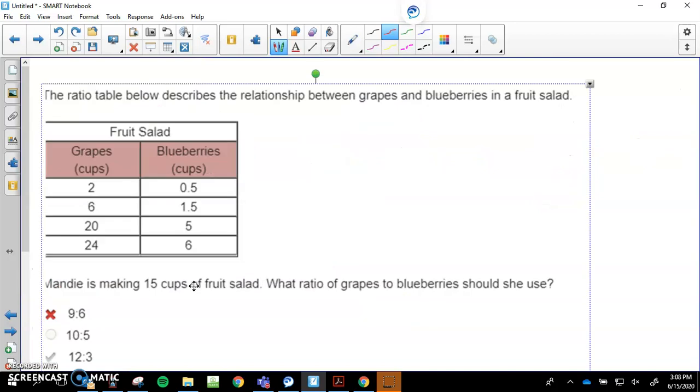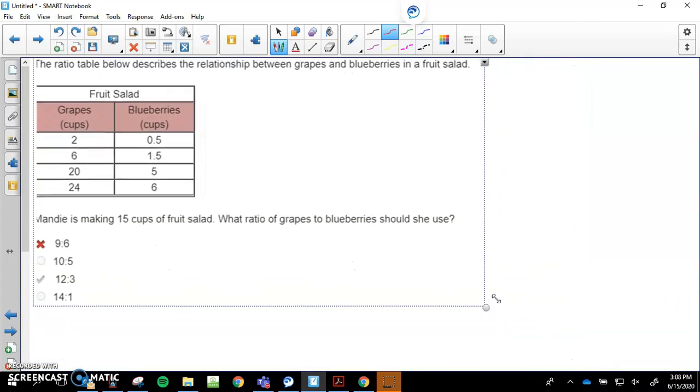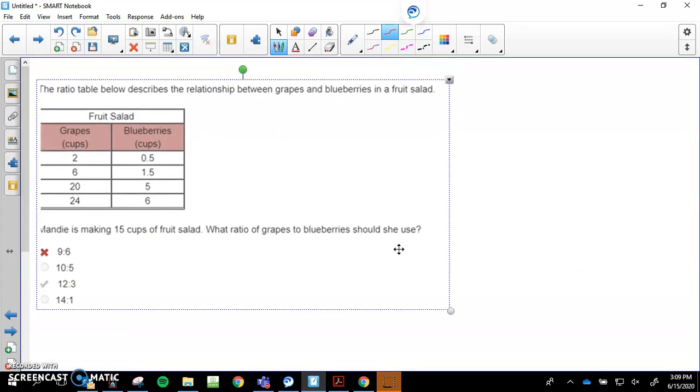Alrighty, last one. We have the ratio table there. It says Mandy is making 15 cups of fruit salad. What is the ratio of grapes to blueberries that she should use? Now, same thing, guys. We want to look at how I am going from one side to another.